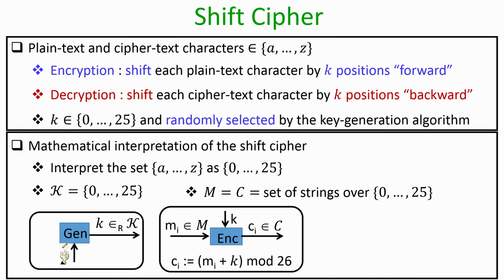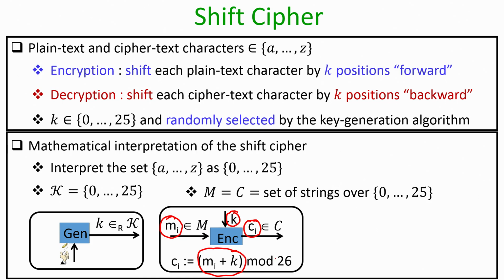The syntax for the encryption algorithm of the shift cipher is as follows. So, imagine we are given an English text which we are interpreting as a string over the set 0 to 25. That means each character of the plain text is a symbol in the set 0 to 25. So, the encryption of the ith plain text character happens as follows. We take the ith plain text character mi, and we have the value of shift, which is going to be any of the values in the range 0 to 25, and the encryption algorithm produces the ith ciphertext character, where the ith ciphertext character is the summation of the ith plain text character with the shift modulo 26.